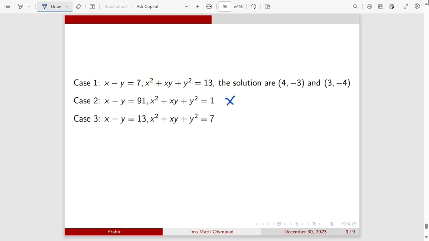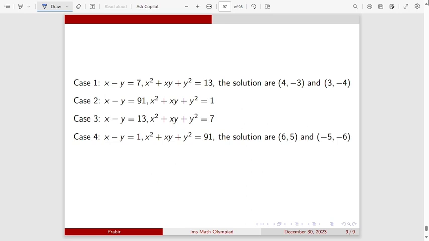For case 3, x minus y equal to 13 and x square plus xy plus y square equal to 7. We have already shown this also has no integer solutions. And then for case 4, what we have? x minus y equal to 1 and x square plus xy plus y square equal to 91. These have two solutions. One is 6, 5, and one is minus 5, minus 6.